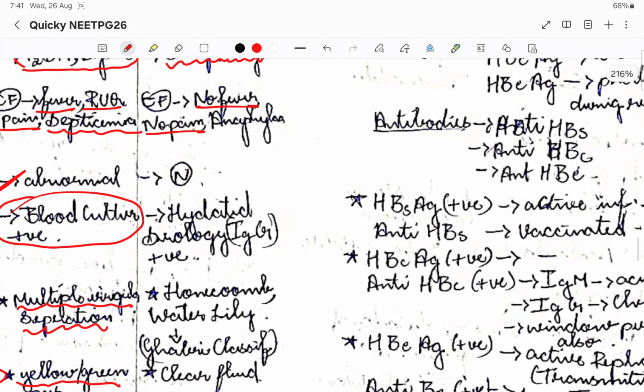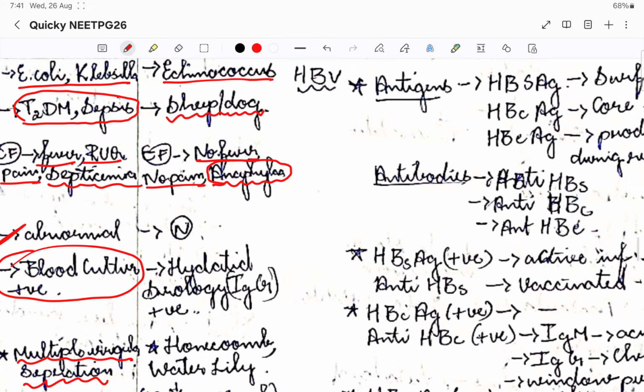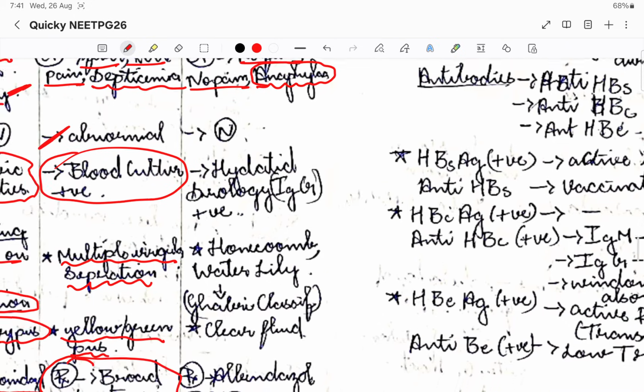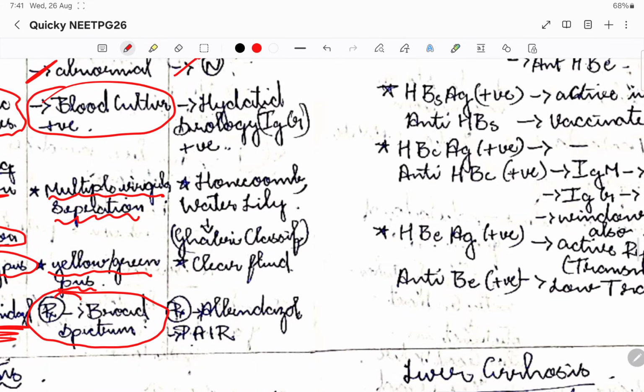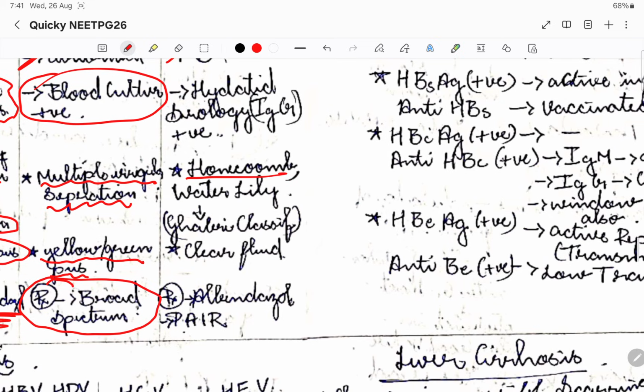The main thing will be anaphylaxis, based on the hypersensitivity reaction that Echinococcus granulosus will be forming. So there will be anaphylaxis. Here also the LFT will be normal. But if we do the imaging, there are many stages. That staging is known as the Gharbi classification, which will look like honeycomb, water lily. This is how the imaging will look.